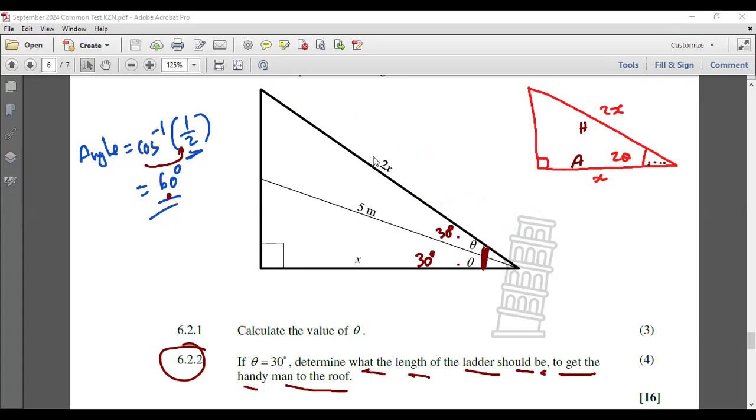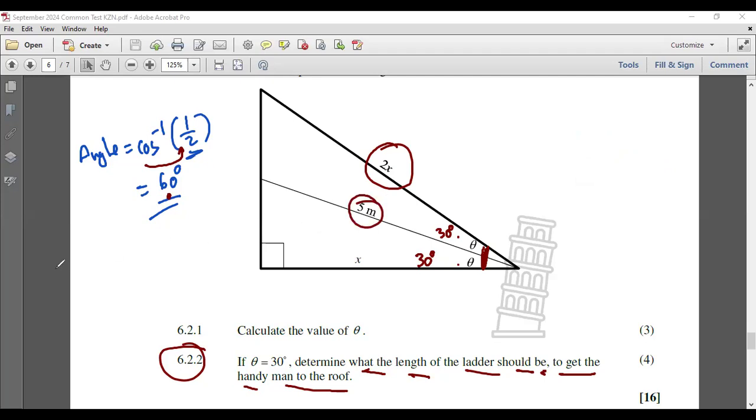This is the length of the new ladder, which is 2x. So we cannot use this triangle, even though we know that this is 60 degrees. We cannot calculate the value of x with this ratio because we do not have any other side to use. But if we understand that there is a side given here of 5 meters, we can now make it part of our diagram using that triangle. Using this triangle, I want you to see something.